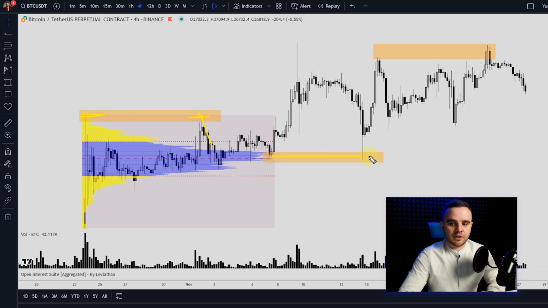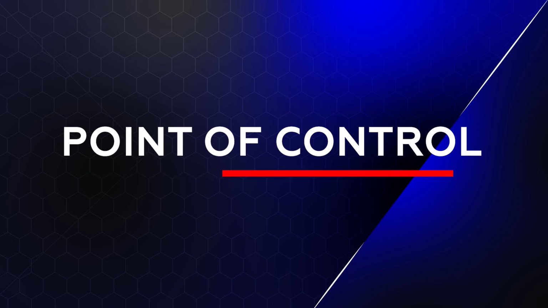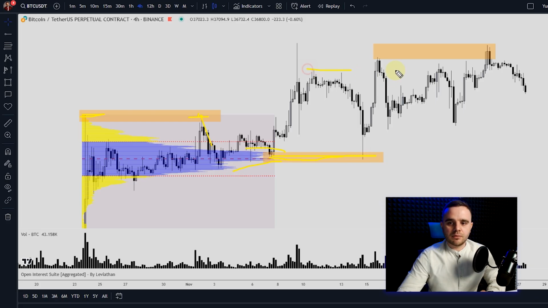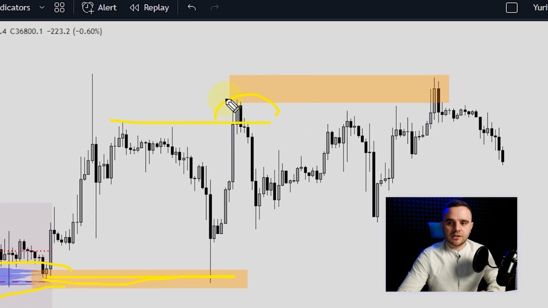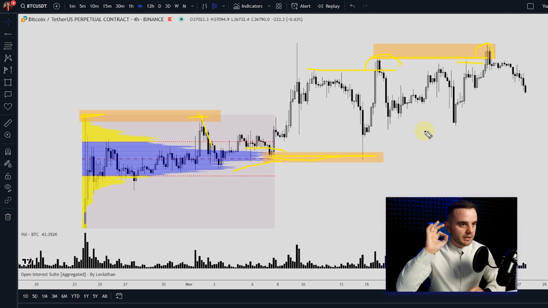Another one is this significant POC in the volume profile, the center of the volume profile, called point of control. You can see another important level where price bounced. You can see these levels where price bounced. Quite often price bounces from key important levels or from significant volume.